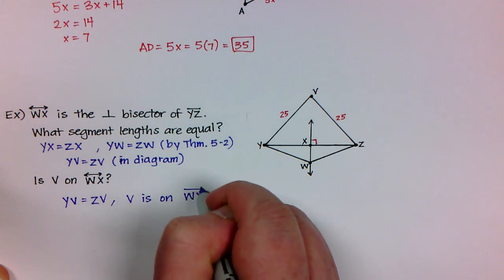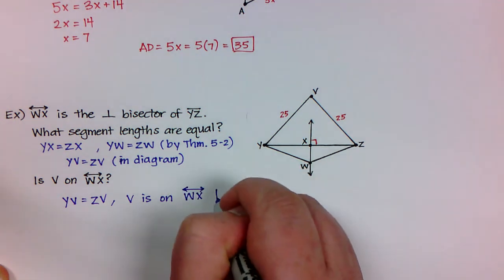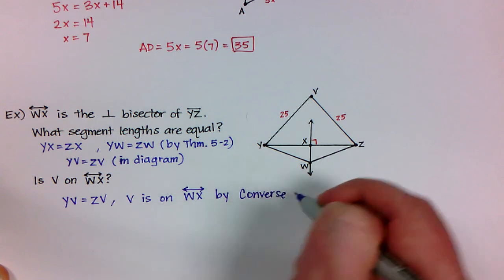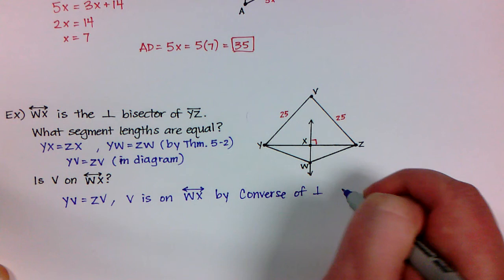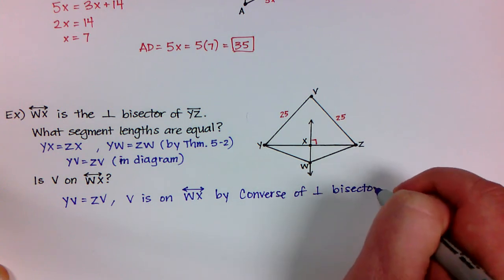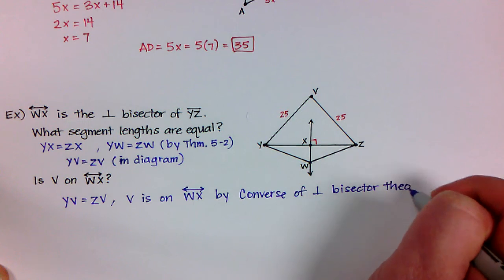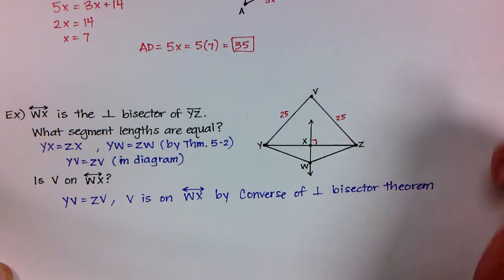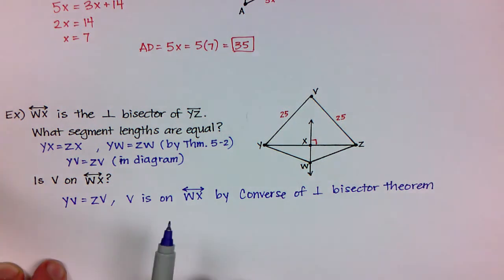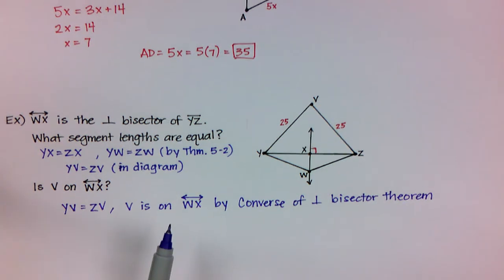Okay, then I can say that V is on WX by the converse of the perpendicular bisector theorem. So yes, it is going to be on that line. That's kind of all that we're doing with these diagrams.